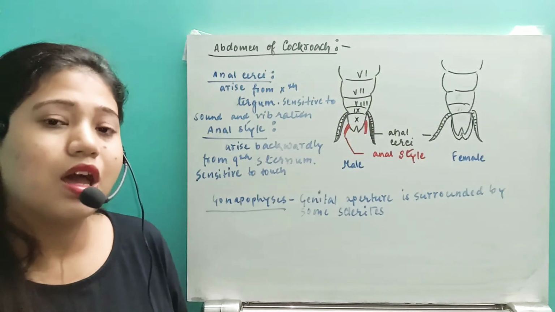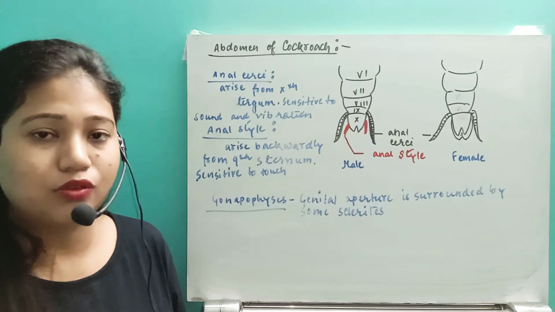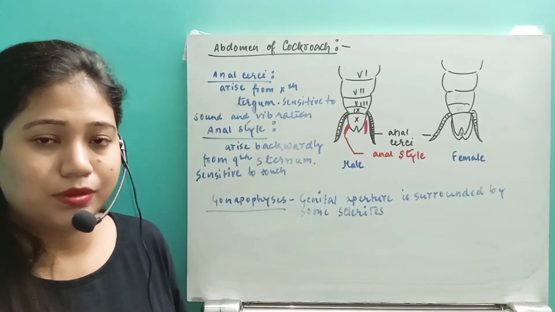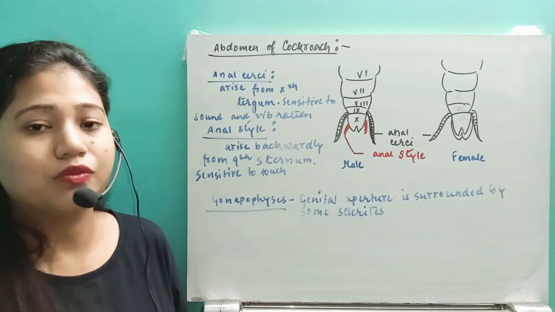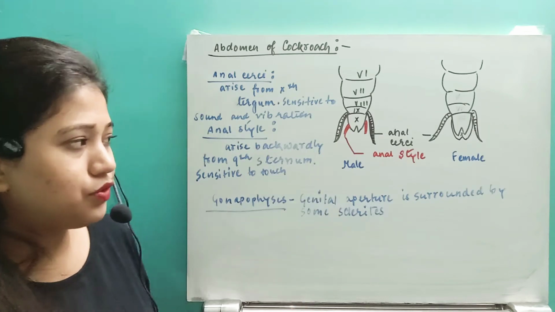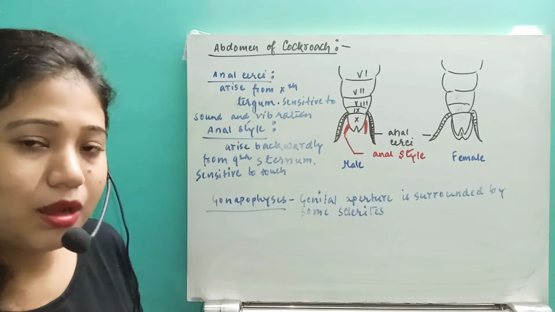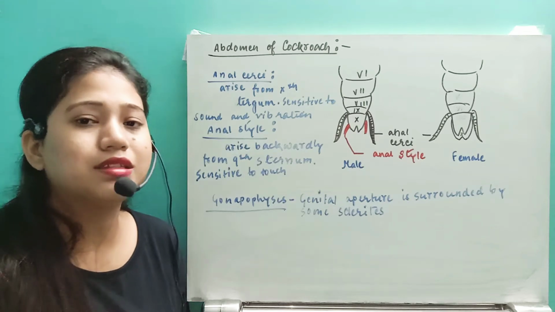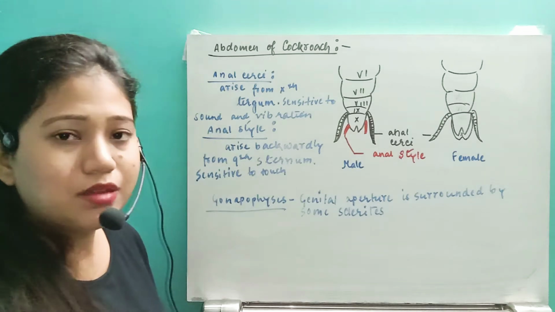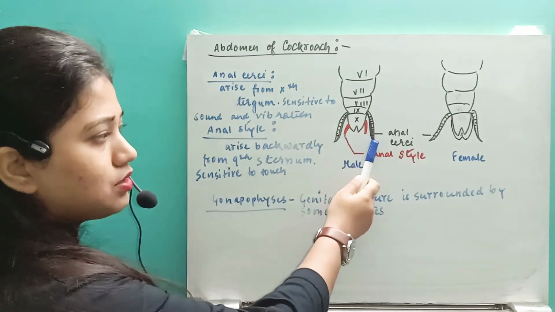Both the male and the female have one common aperture, and projections are coming out. What is that? That is known as the anal cerci. But if you see the male and the female, the male is completely different morphologically from the female. If you see the male, it is going to have anal cerci.